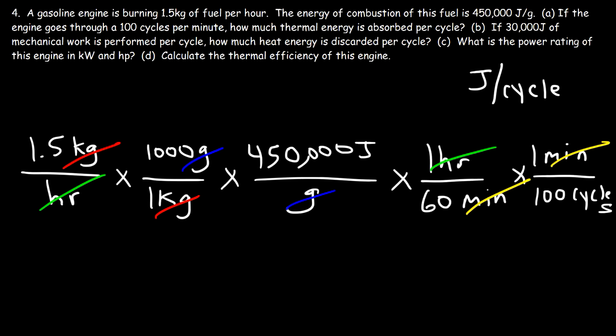So it's going to be 1.5 times 1,000 times 450,000 divided by 60, and then divide that by 100. So this comes out to be 112,500 joules per cycle. Now because the thermal energy is absorbed by the engine, this has to be QH. And so that's it for part A. Now let's move on to part B.